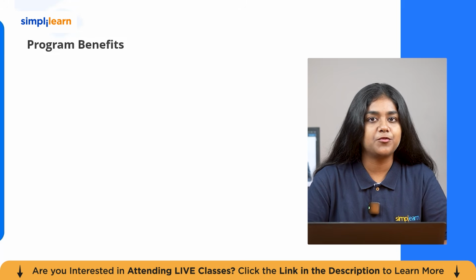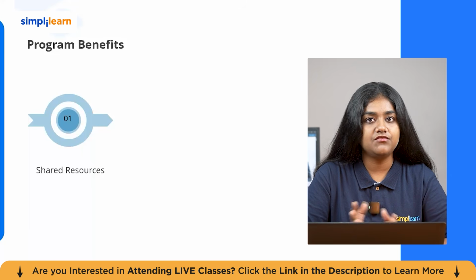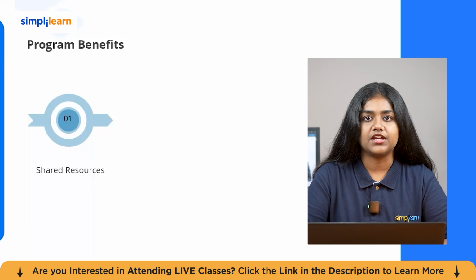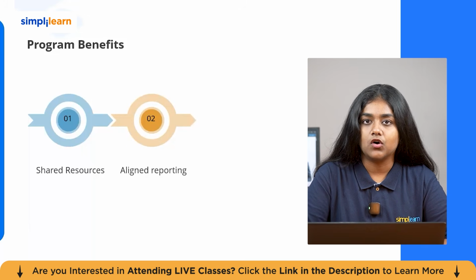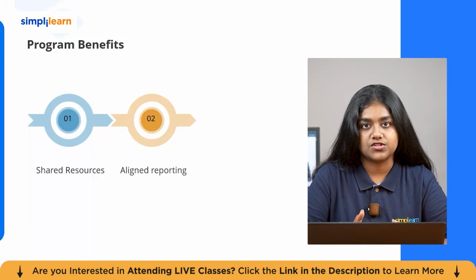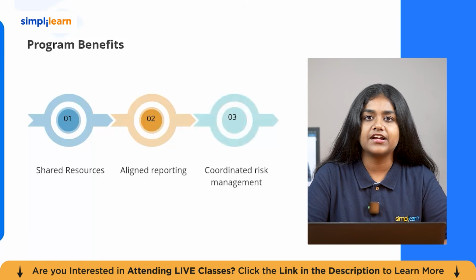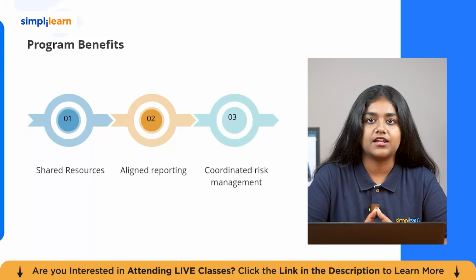So let's understand about program benefits. Shared resources: resources such as people, equipment, materials, and funding can be used across multiple related projects. This reduces duplication and improves efficiency. Aligned reporting: progress, cost, risk, and outcomes are reported in a consistent way across all the projects. This helps management get a clear overview of the program. Coordinated risk management: risks affecting one project can be identified and managed before they impact the other projects. This allows better planning and faster corrective action.